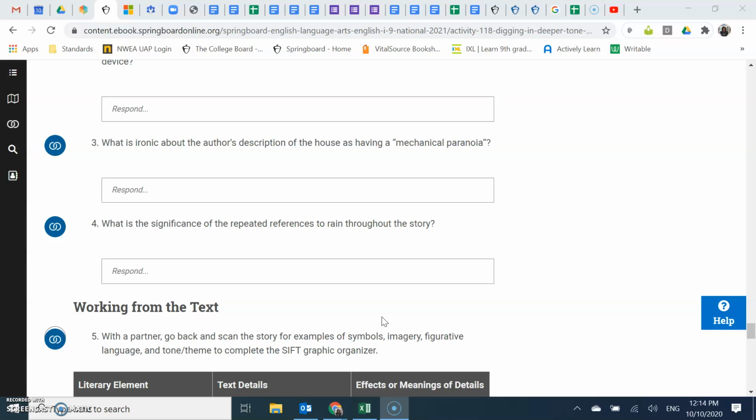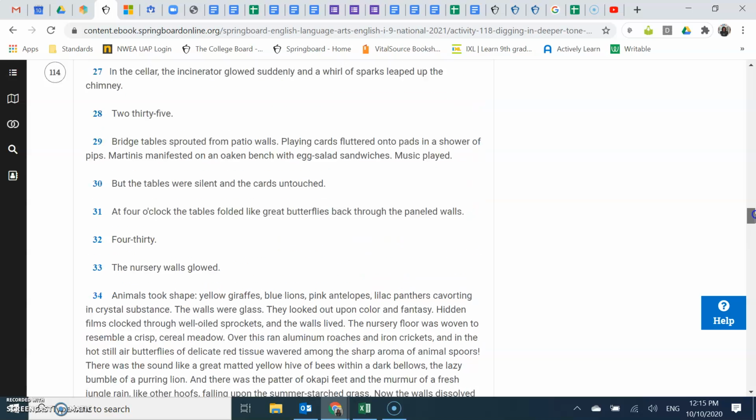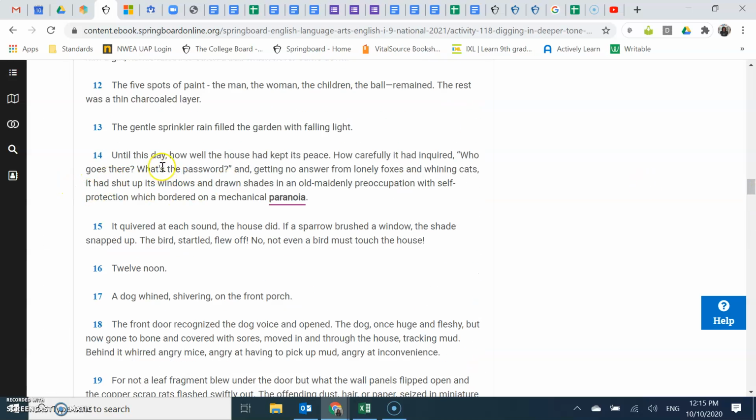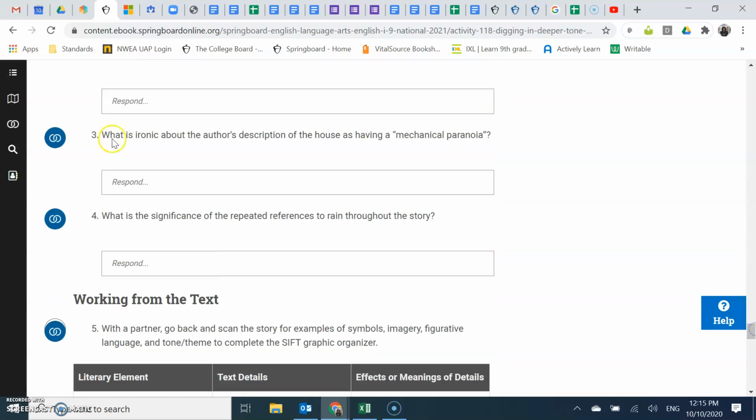What is ironic about the author's description of the house as having a mechanical paranoia? Now, if we go back to paragraph 14, that's where it talks about mechanical paranoia. "Until this day, how well the house had kept its peace, how carefully it had inquired, 'Who goes there? What's the password?' And getting no answer from lonely foxes and whining cats, it had shut up its windows and drawn shades in an old maidenly preoccupation with self-protection, which bordered on a mechanical paranoia." So, what makes this ironic? What is ironic about the author's description of the house as having a mechanical paranoia?